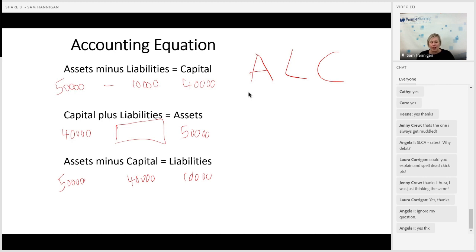So then if they said, right, so you've got 50, 10 and 40, if they said like one of the things was capital minus liabilities equals assets, well, 40 minus 10 doesn't equal 50. So we know that's a wrong option, okay? So you've got to somehow learn how to eliminate incorrect answers, or incorrect choices, should I say.